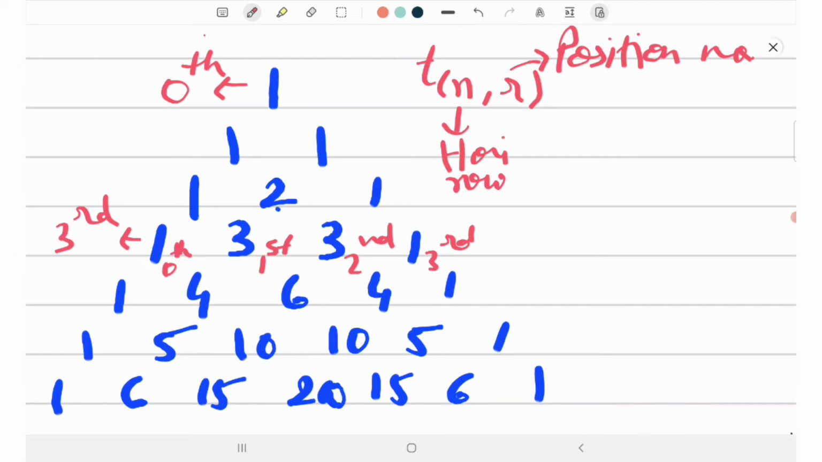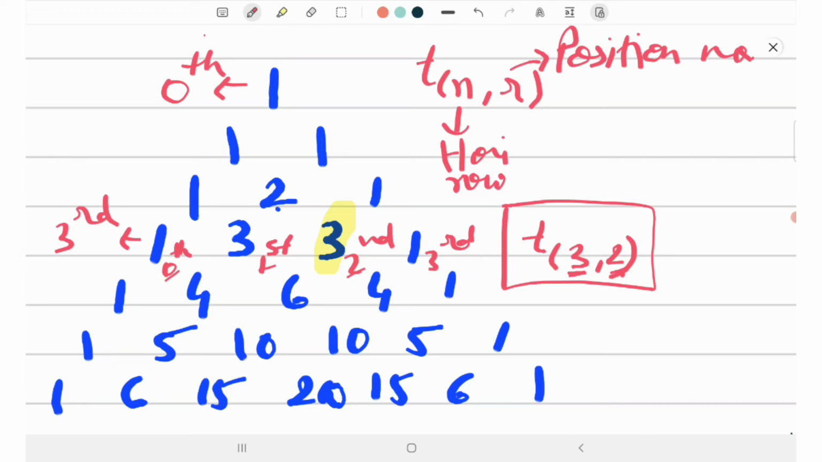Now let us say that I want to write this number 3 in terms of T, n and r. How can I write this? Now, n is the horizontal row. So, the horizontal row is 3 and the position number is 0, first and second. So, T 3 2. If I just tell you to find which number is T 3 2, then what you have to look for is the third row, which starts from 0, and the second position of the number, which also starts from 0.